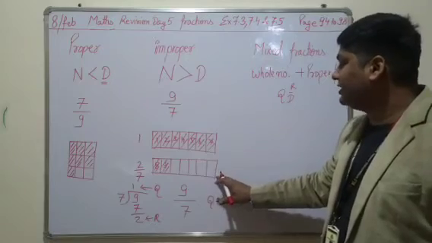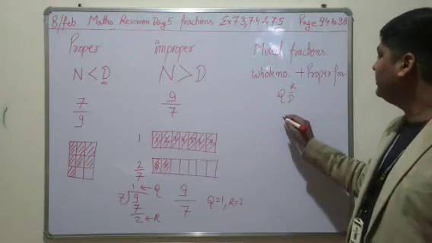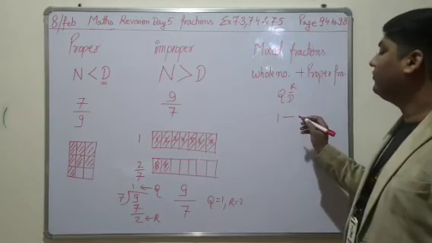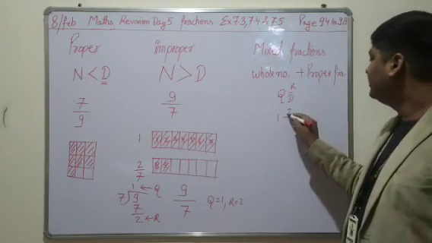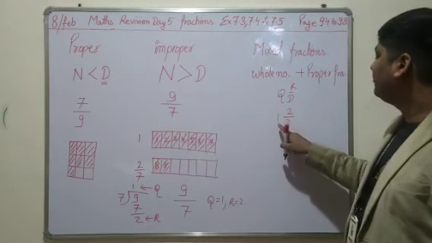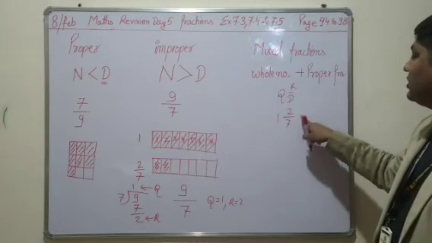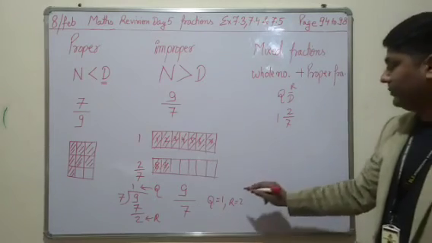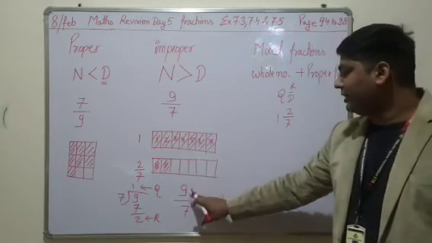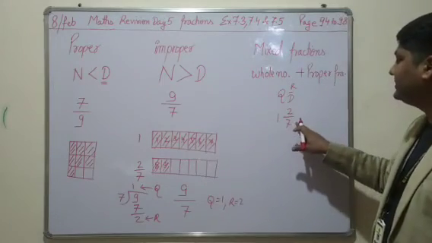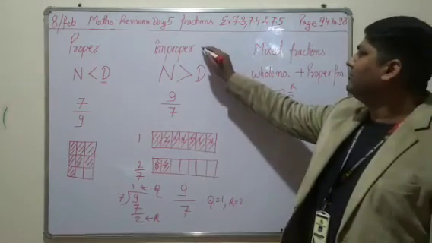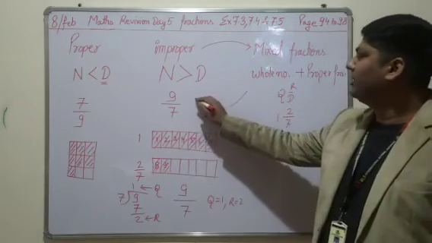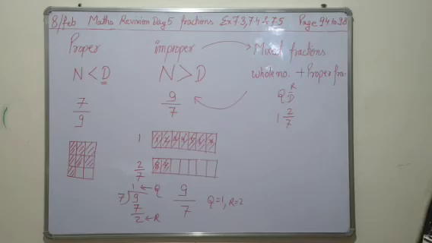Out of these 7 parts, you have taken 2 parts, so we will write it as 1 whole. You have taken one chocolate completely. Then you go for the second chocolate and you have taken 2 parts out of 7. So you have taken one chocolate completely, and from the other chocolate you have taken 2 parts, which had 7 parts. So you will represent this 9 upon 7 as 1 whole 2 by 7, because an improper fraction can be represented as a mixed fraction, and a mixed fraction we can convert into an improper fraction.